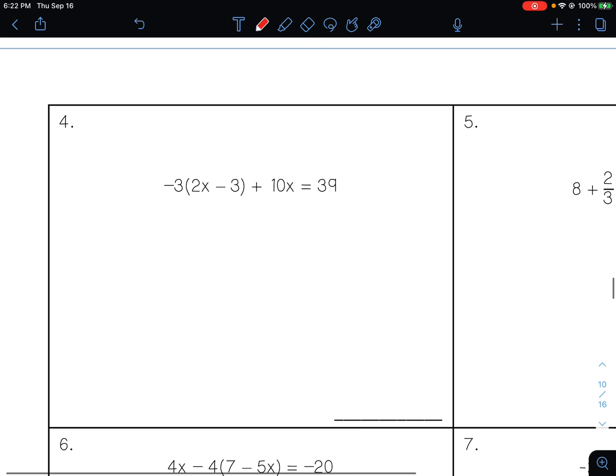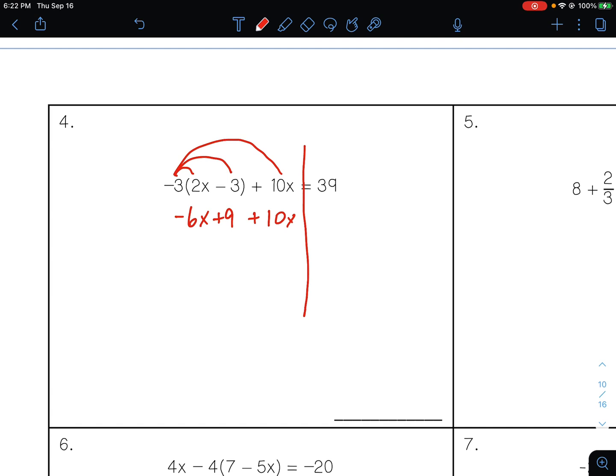All right, let's try the next one. Number 4. Draw the line down the equal sign. This gets complicated. Distribute. Negative 3 times 2x is negative 6x. Negative 3 times negative 3 is positive 9, because negative times negative is a positive. Bring down the plus. Bring down the 10x. Why didn't I distribute this over here? Well, because the parentheses start and end over there. So you only distribute inside the parentheses. All right, bring down the equal sign, the 39.